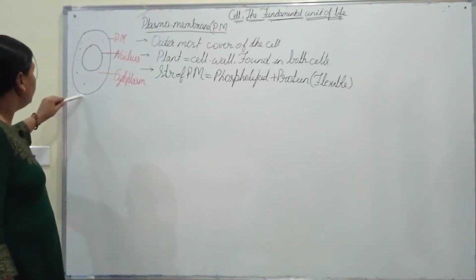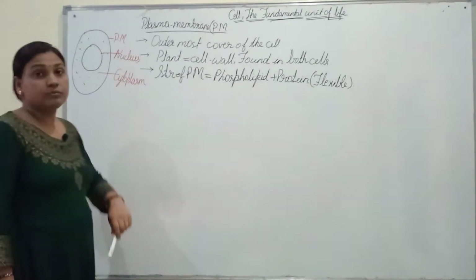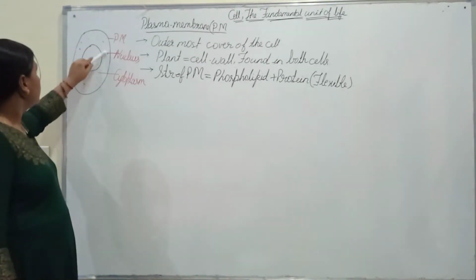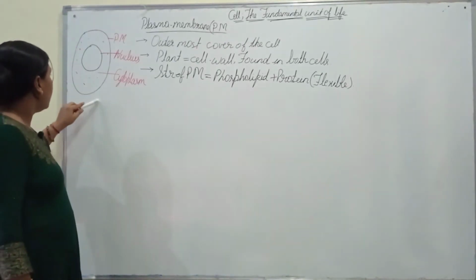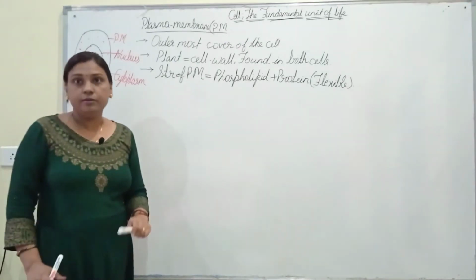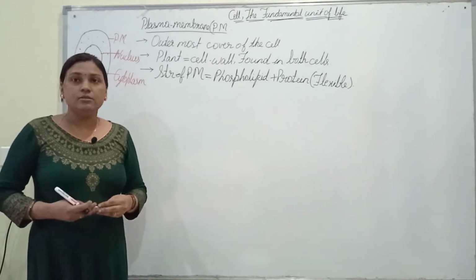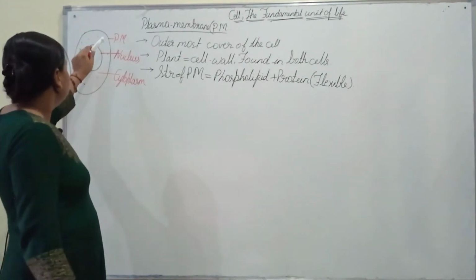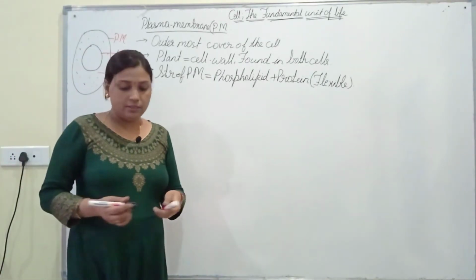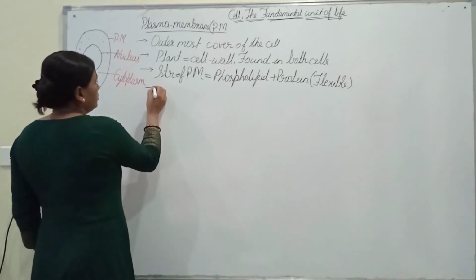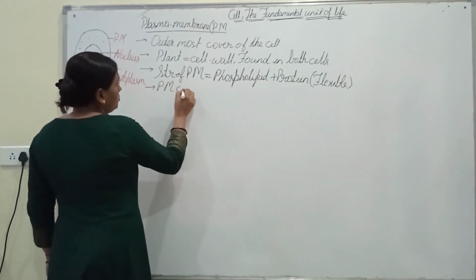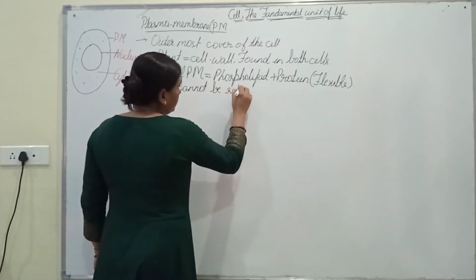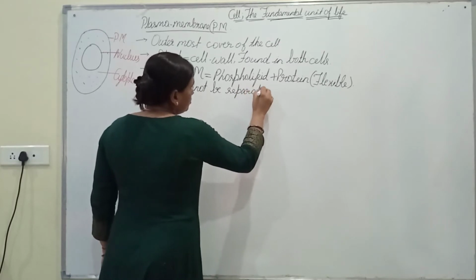This plasma membrane separates this cytoplasm or cell contents from its outer environment. Plasma membrane protects the cell contents from the outer environment. This plasma membrane cannot be separated from the cytoplasm.